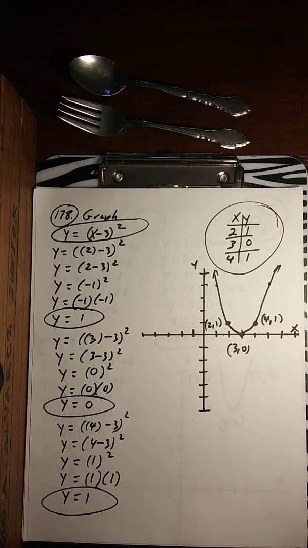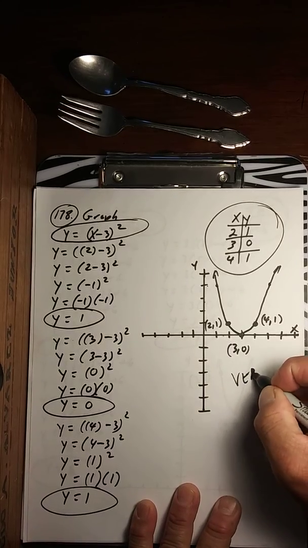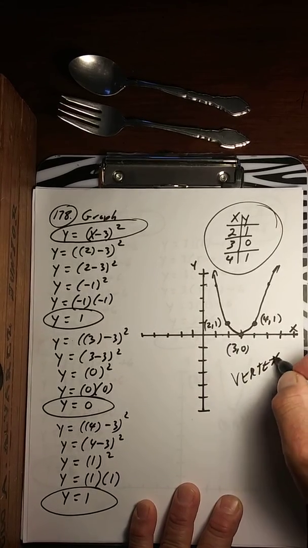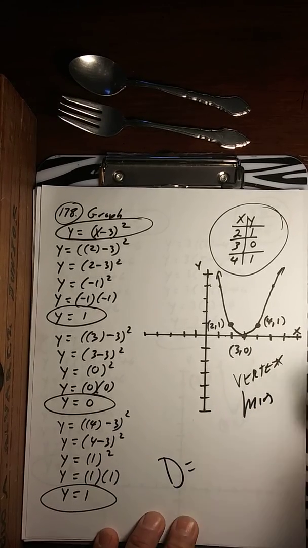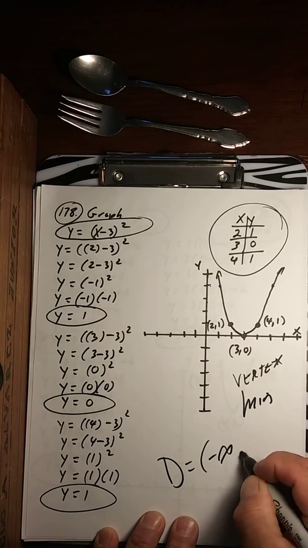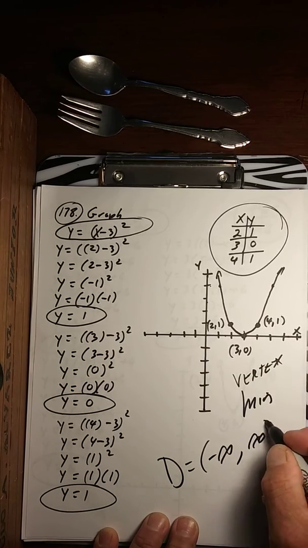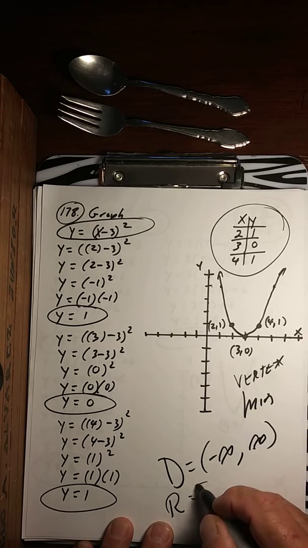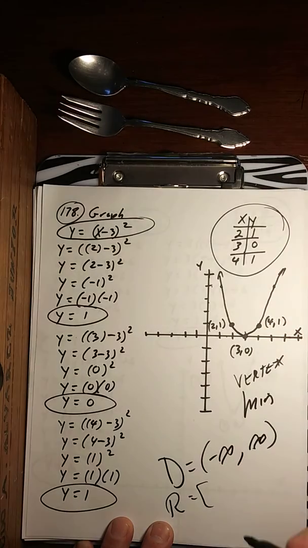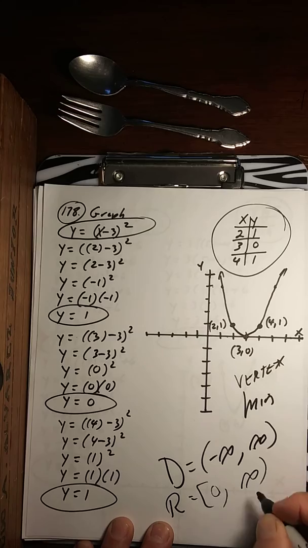And again, this is the vertex. And it's a min. And the domain is negative infinity to infinity. Okay? And the range looks like it goes from 0 right here up to infinity, like that.